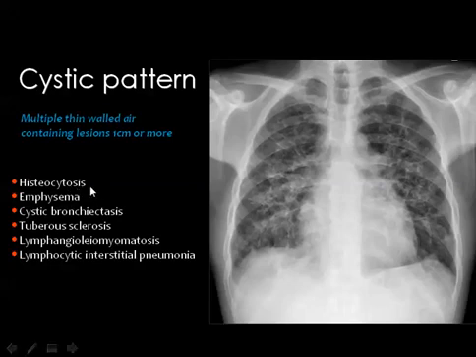Histiocytosis or Langerhans cell histiocytosis, emphysema, cystic bronchiectasis, tuberous sclerosis, lymphangiomyomatosis, and lymphocytic interstitial pneumonia. Then we start with a well-known rule: you cannot diagnose cystic pattern from the plain X-ray. All you see is the wall of the cysts, so you diagnose this as reticular pattern.